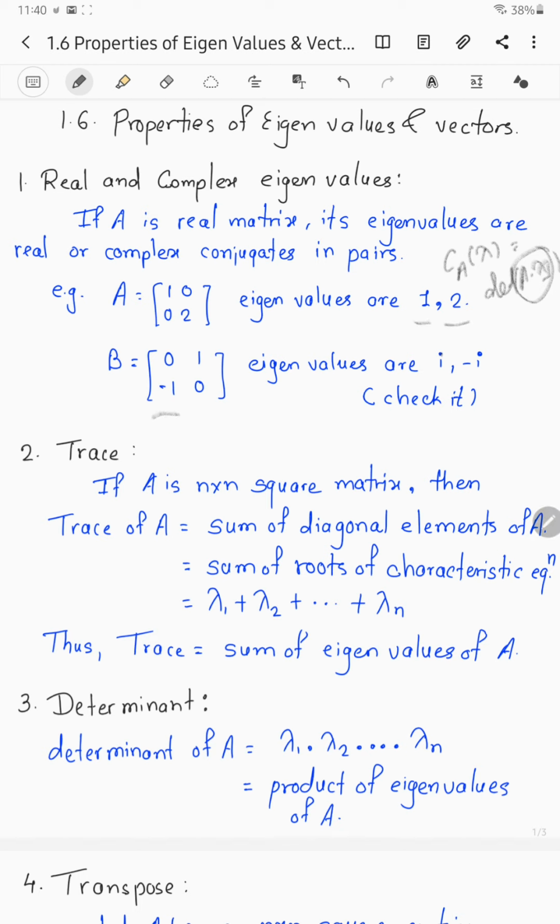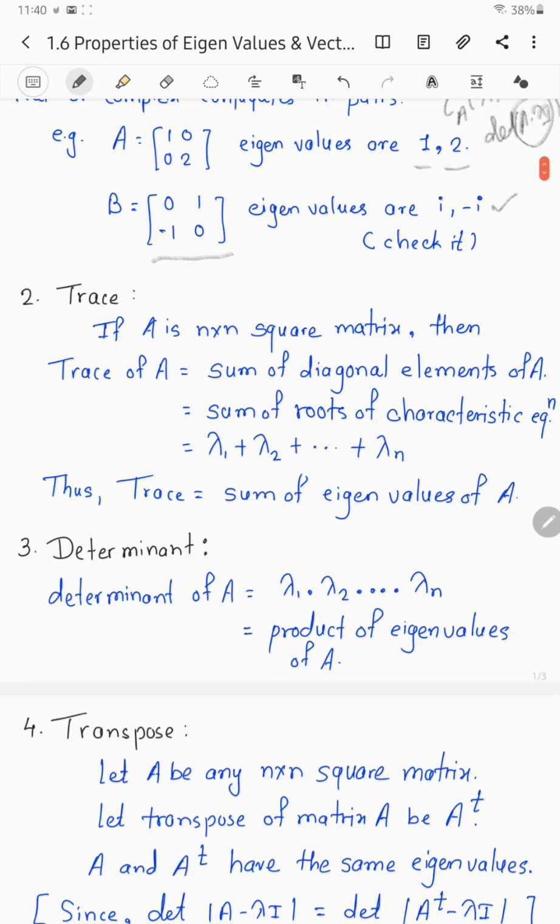Similarly, for this matrix, we can see that the matrix is real because its entries are real numbers. Still, although it is a real matrix, its eigenvalues are not real; its eigenvalues are complex numbers. You can check this.